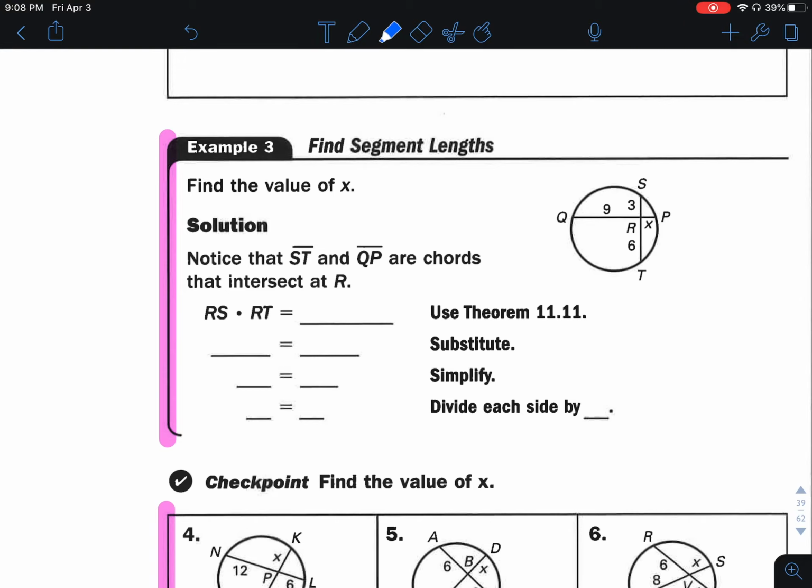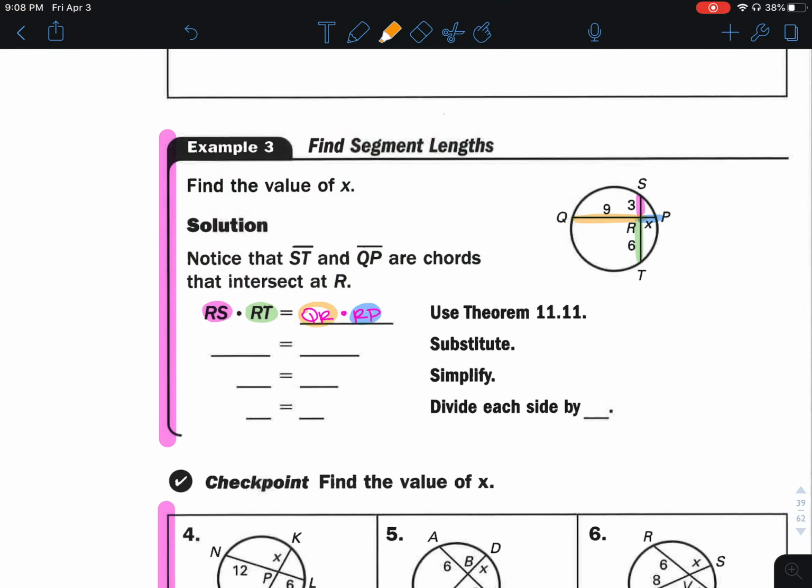Okay, so let's fill in some stuff. So RS, again, I'm going to highlight as we go. So RS is that one there, times RT, which is that one there. Well, again, if you look at my pink and my green, they form one straight line. That's my chord. And then I'm just going to label this other one here and this one there. So my orange is QR times RP.